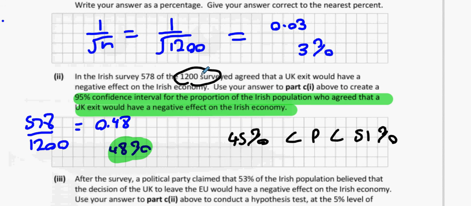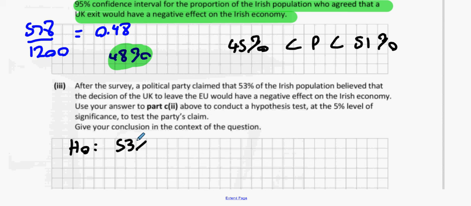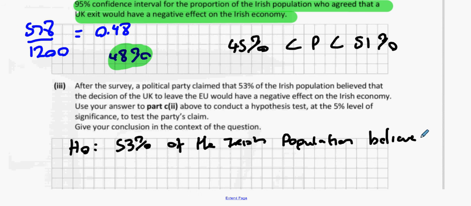Is that okay? Now, we're going to do the hypothesis test next. Wait till after this. What's H0? It's known as the null hypothesis. What does that mean? Null means nothing has changed. So what do we say? We believe 53% of the Irish population believe Brexit will have a negative effect. Is that right?